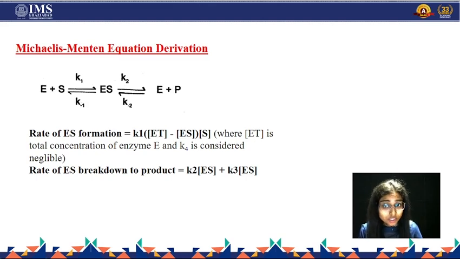Michaelis-Menten equation derivation: this shows that when the enzyme binds to the substrate, it forms an enzyme substrate complex, and then it further reacts and forms enzyme plus product. This enzyme is a free enzyme, and the product is what we want. According to the Michaelis-Menten equation, the rate of ES formation is always equal to the rate of ES breakdown.